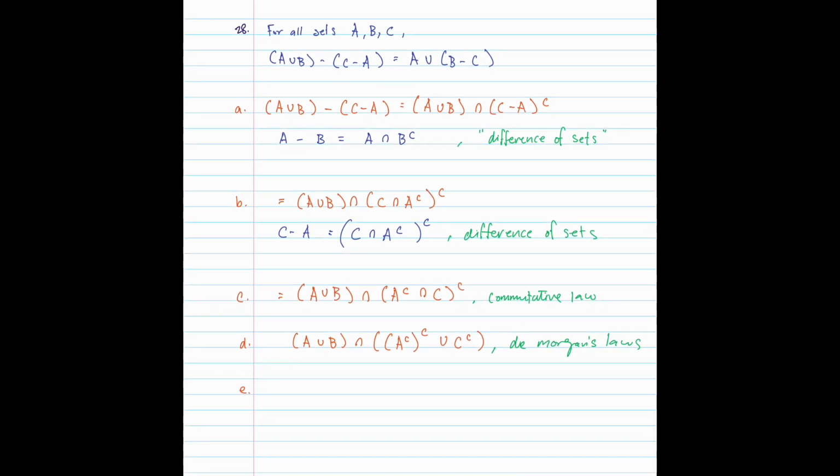And then they said this comes out to A union B intersection with A union C complement. And this is just the double complement law. So if you take something already under a complement and then complement it again, it's the same set.